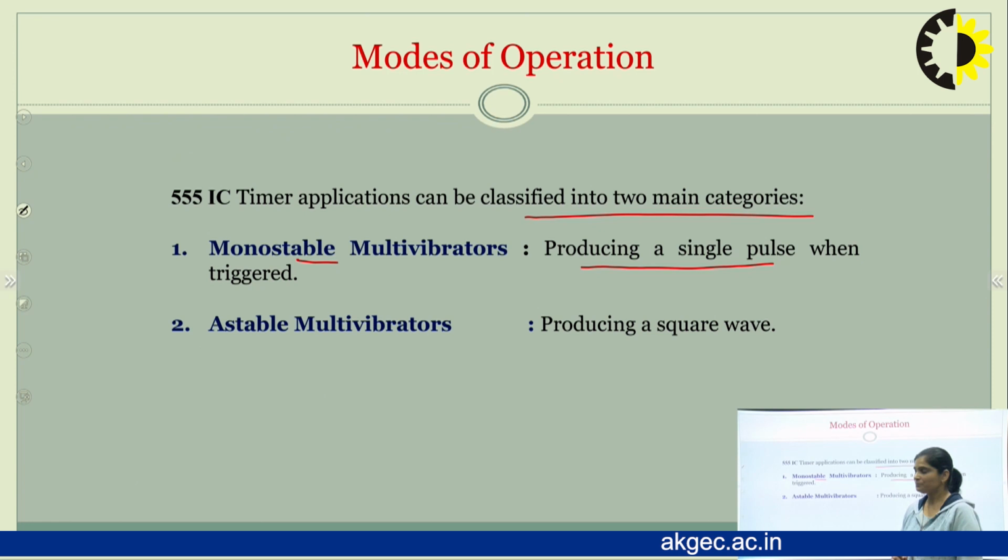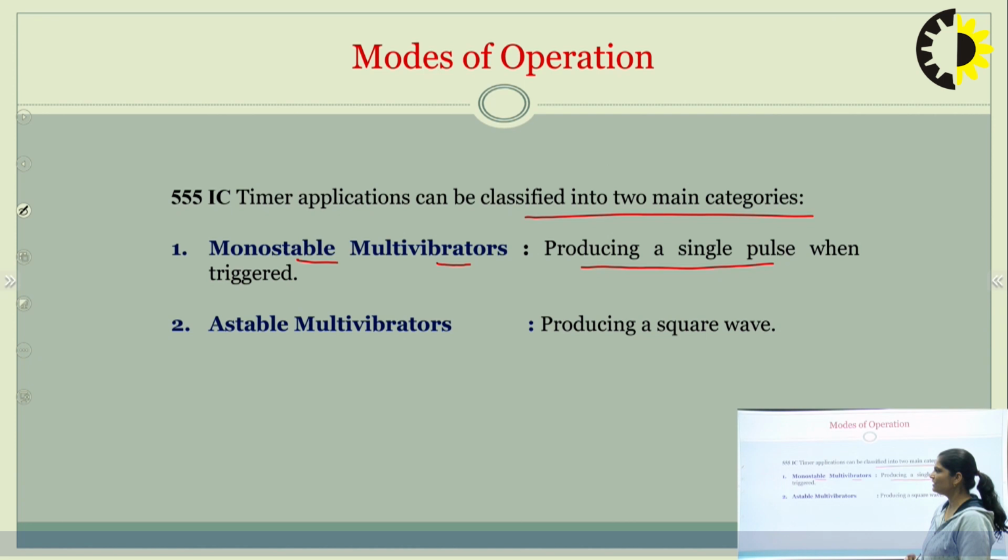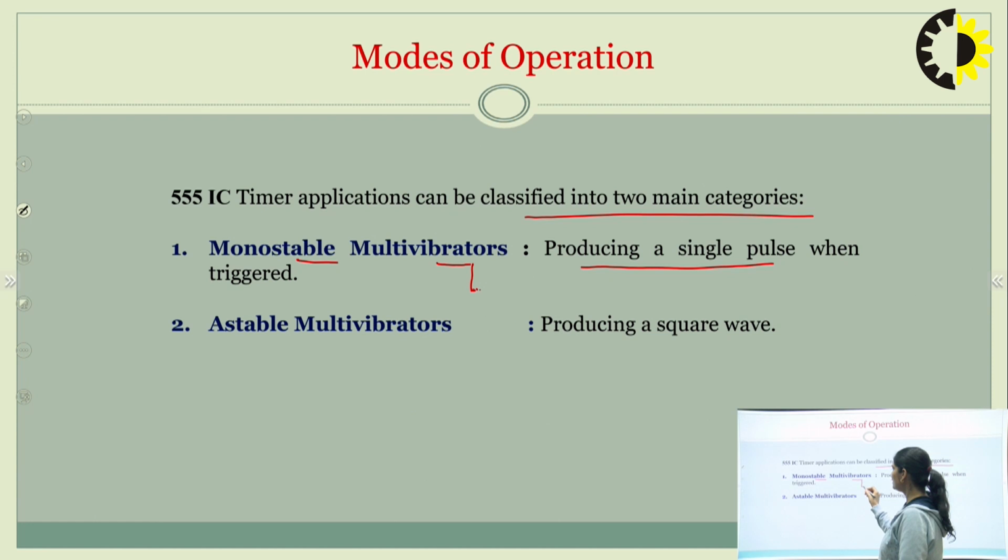When you are giving input in the form of triggering, what does it mean? It means triggering is always high. If you are giving input triggering, it means your high is decreasing, you are giving triggering for some duration, that is, you are giving input low. Now an astable multivibrator produces a square wave.